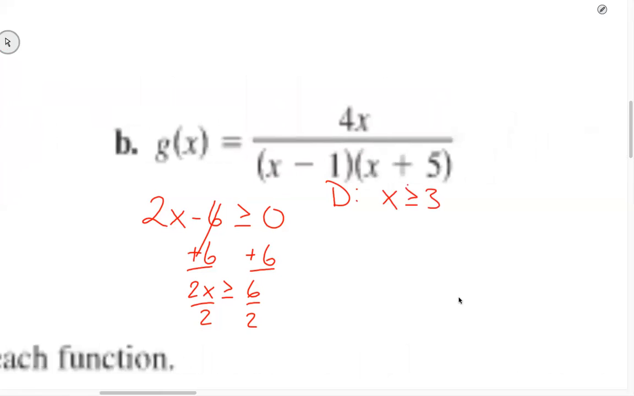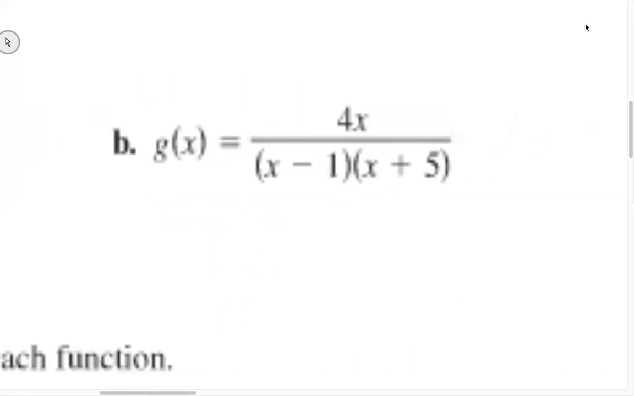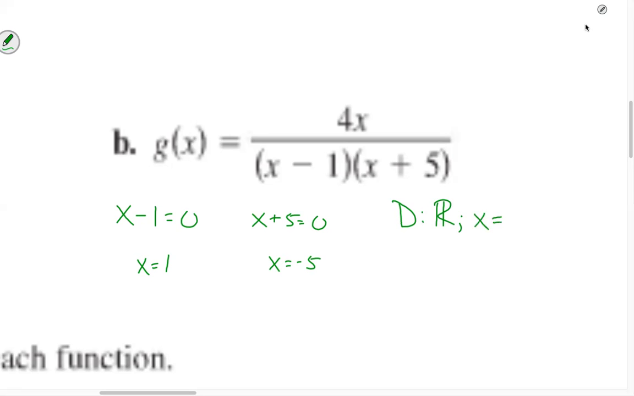Leah, what can't we divide by? 0. But now we have two things on bottom, right? So I have to find out where both of them equal 0. So I'm asking, when does this equal 0? And when does this equal 0? When does this equal 0, Leah? So this one, I would say, my domain is all reals except for x cannot equal 1 or -5. Now I'd write it something like that.